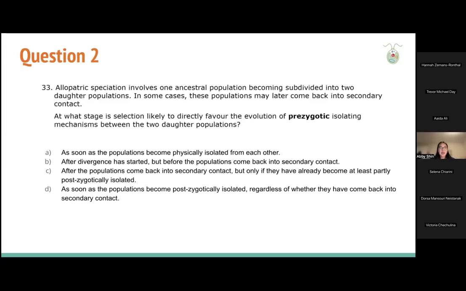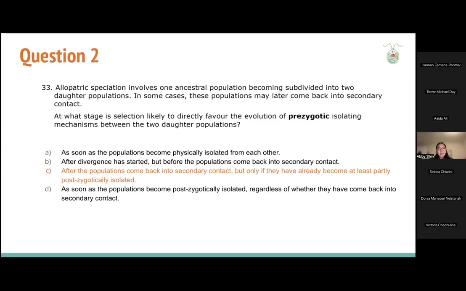And this is looking at allopatric speciation. So you can pause the video here, read over the question, and we will go over the answer. And we can click to the next slide. And so the correct answer is C. So we'll go over quickly why A, B, and D are wrong.